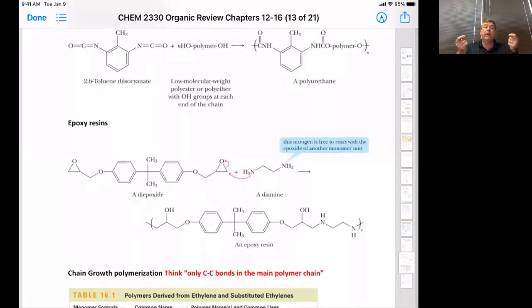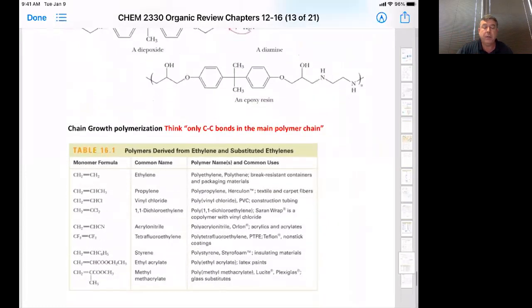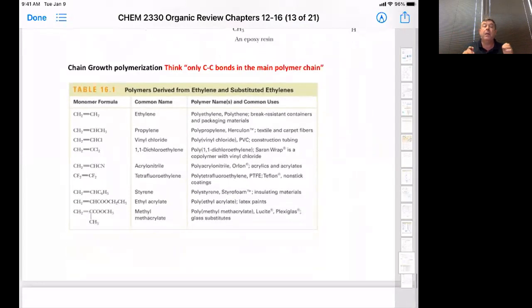Now, when we go to chain growth polymerization, think of only carbon-carbon bonds in the main chain. And we do that by starting with something with a double bond and then use a radical mechanism, okay? So we call that chain growth because the chain is going to be the one that's growing from the end, and it's not going to do two reactions, then those kind of float over here and react with another one, and then float over here and react with another one. This actually zips up the chain by that radical mechanism.